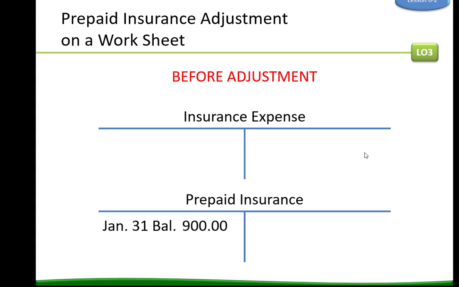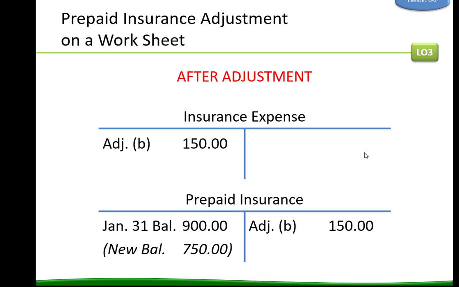So insurance, our prepaid insurance was $900. We actually have on hand the balance that is currently available, which is $750. So $150 of it has been used for this year. So we need to adjust down by $150. So our expense is going to get $150 as a debit, and our prepaid insurance is going to get $150 as a credit. And it will get our new balance down to $750.